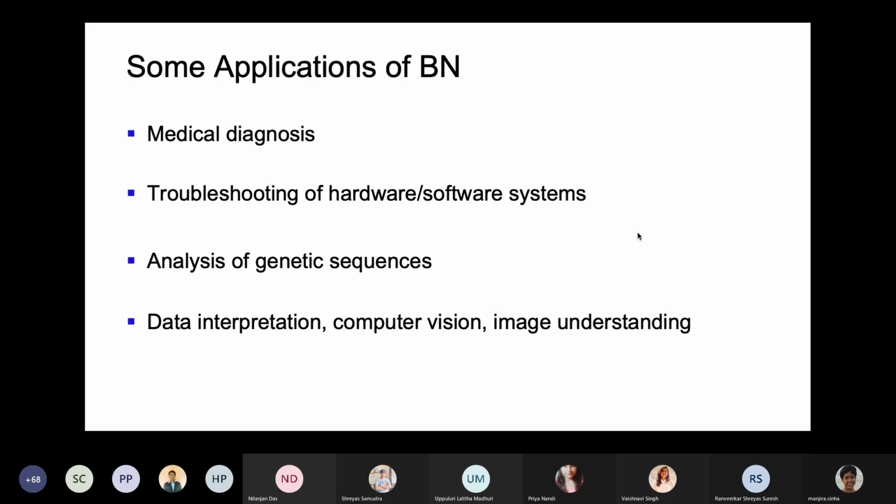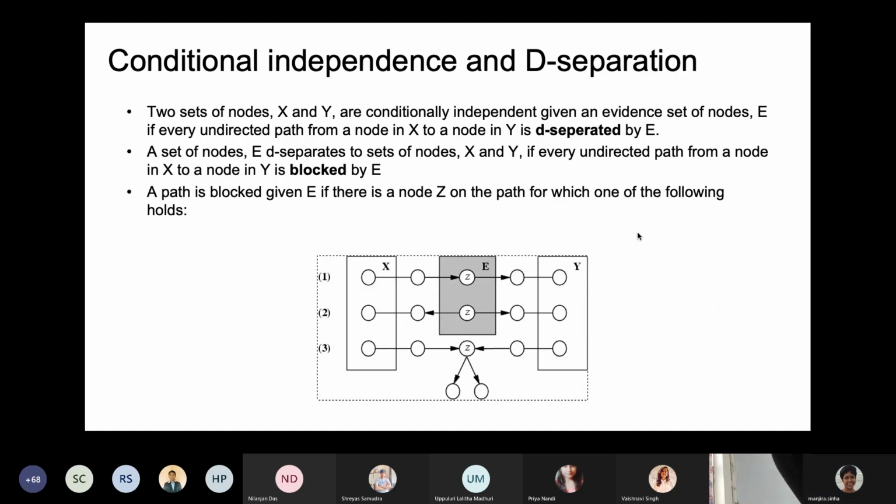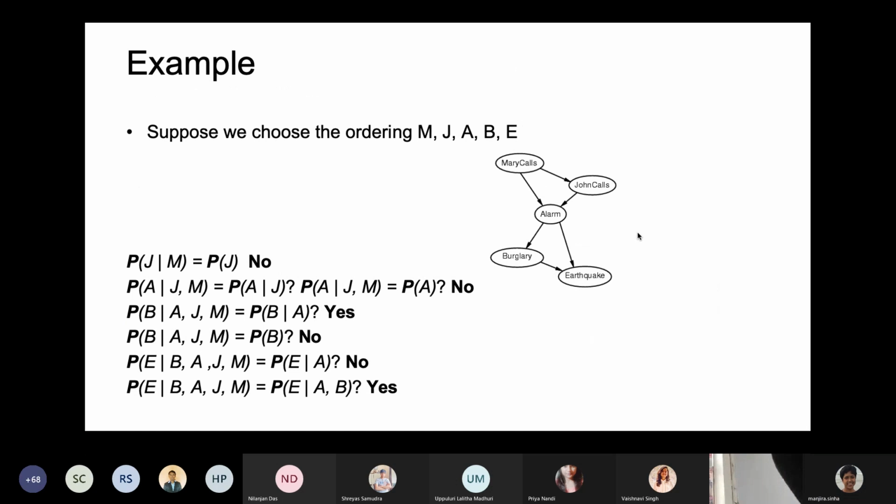Can you hear me? Yes, tell me. A few slides ago, one more slide behind. Yes, here. How did you choose the ordering? Why did you choose the specific sequence?